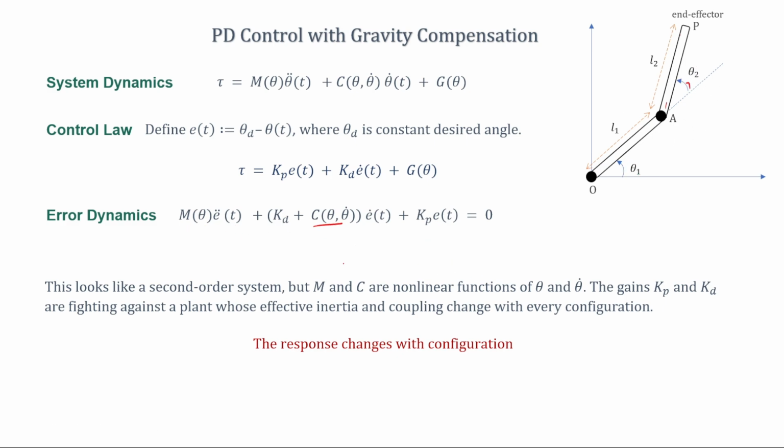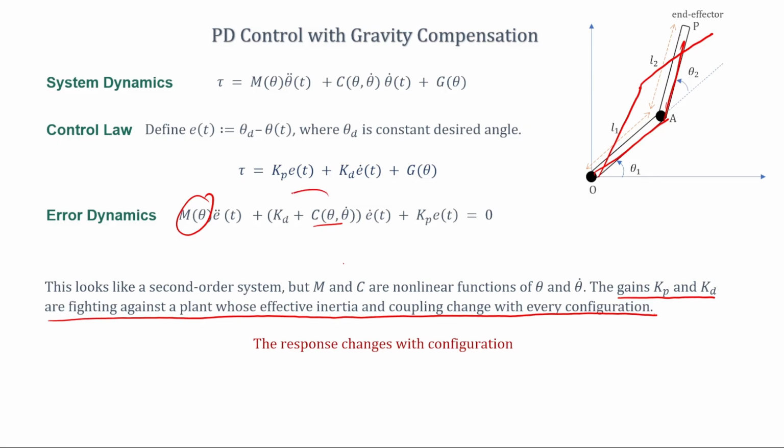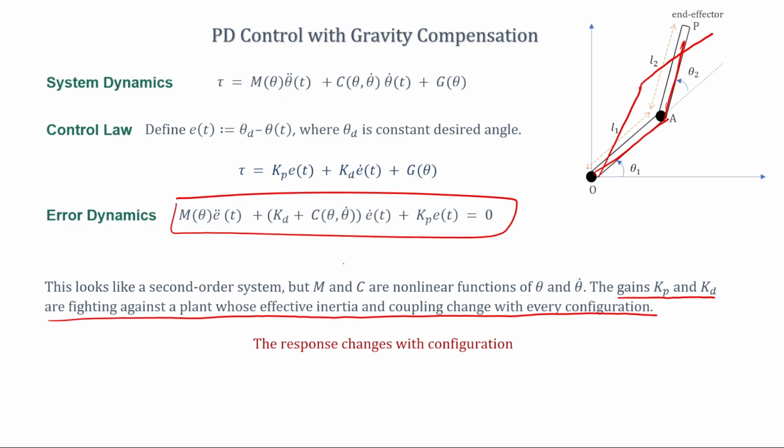Okay, so for different configurations of this link, the response of the system would be different. That is the reason we are writing that the gains Kp and Kd are fighting against a plant whose effective inertia and coupling changes with every configuration. With different configurations, the effective inertia and the Coriolis matrix here keep on changing, and that is the reason the response will also not be the same.